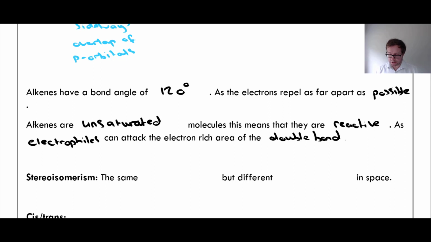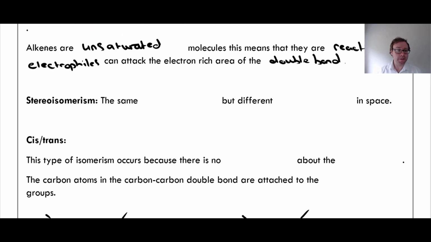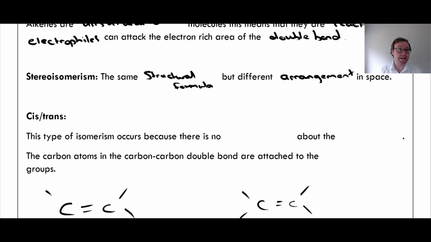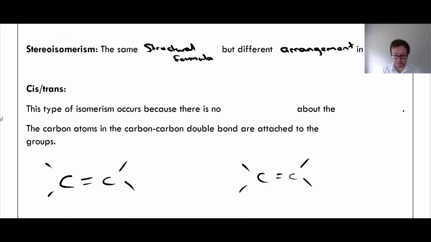Okay, so moving on. Another definition. Stereoisomerism means the same structural formula, but a different arrangement in space. We've got two types you need to know: cis-trans and EZ, though really EZ is just a special type of cis-trans.